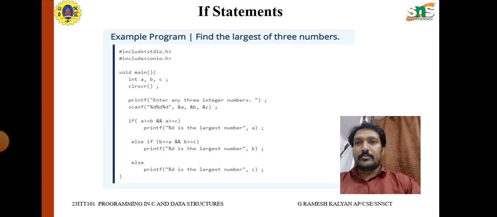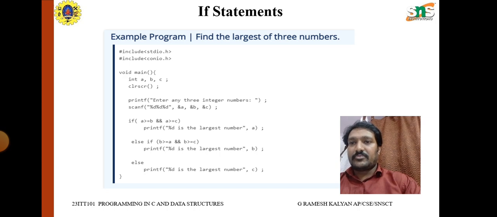In this example, we have a program which finds the largest of 3 numbers. Initially we start the program with the header files and the void main function. Then we get 3 numbers from the user and store them in the variables a, b and c. We check whether a is greater than b and a is greater than c. If so, we print that the largest number is a.